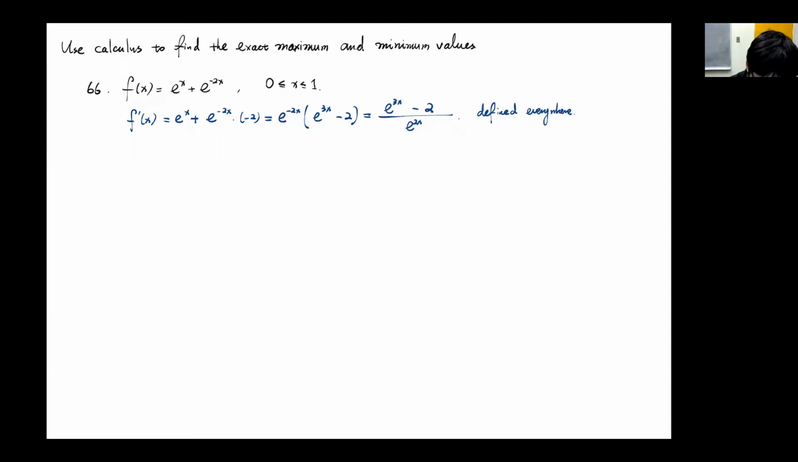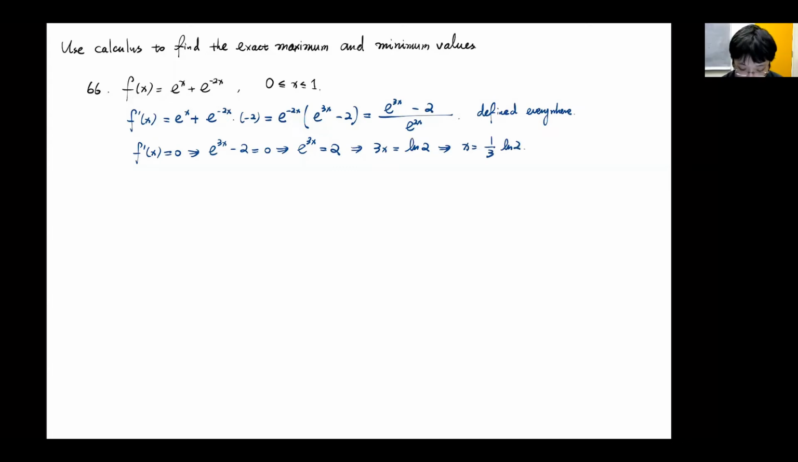All right, so now let's simply focus on where f prime of x equals 0. This simply means the numerator has to equal 0. So that means e to the 3x equals 2. So e to the anything equals 2. That means that thing, namely 3x, equals the natural log of 2. So we get x equals 1/3 natural log of 2. So that will be my critical number.